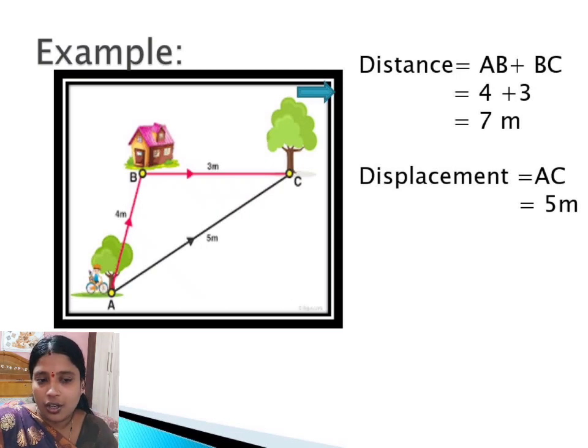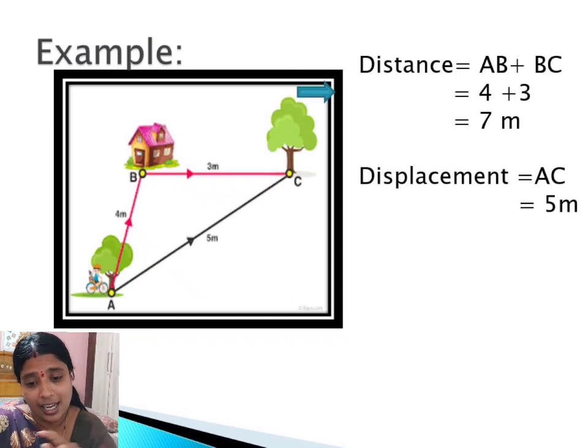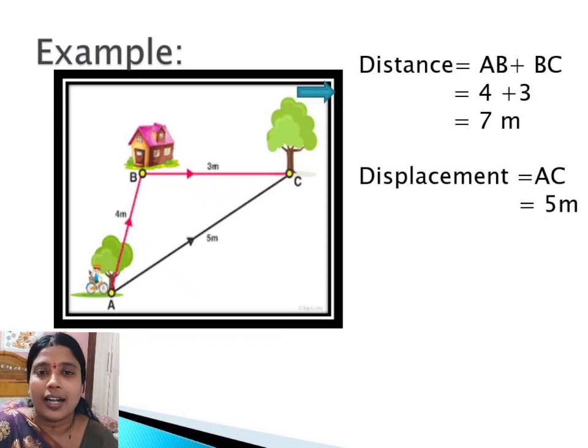Now let us try to understand what will be the distance covered by this boy and what is the displacement. Displacement means, from your initial point, how far you actually are. So here distance will be length AB plus length BC, that means 4 plus 3, that is 7 meters. But displacement is AC, that shortest distance, which is 5 meters. So are they same? No, 5 and 7 are different. Distance and displacement are different from each other.